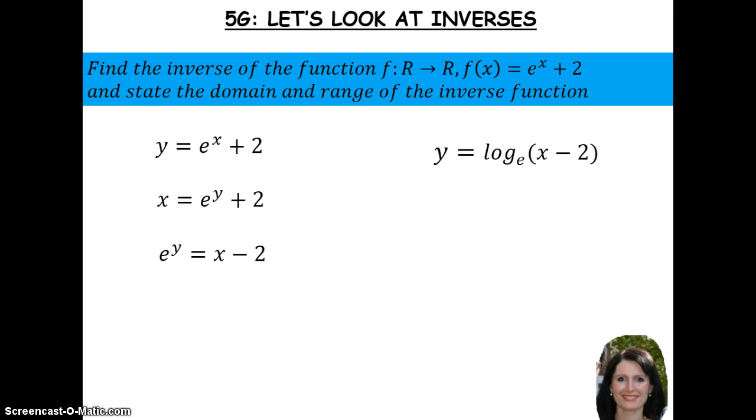So remember, we take the e and put it as a log. So log e of x minus 2. We've just gotten rid of that indice for the y, or we've just gotten rid of the base of the y. So we get y on its own there. That's what we want. So y equals log e of x minus 2.